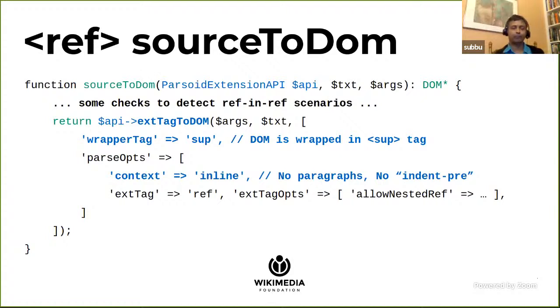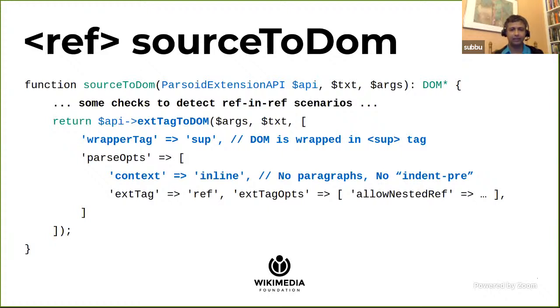So as we said, this is an extension that wraps wikitext. So it does nothing more. The implementation is pretty much straightforward. This is all there is. I've skipped some of these checks here, which are to figure out whether you want to allow nested refs. This is not important for the talk, so I'm going to skip that.